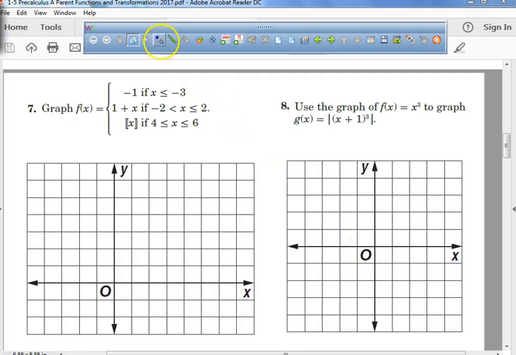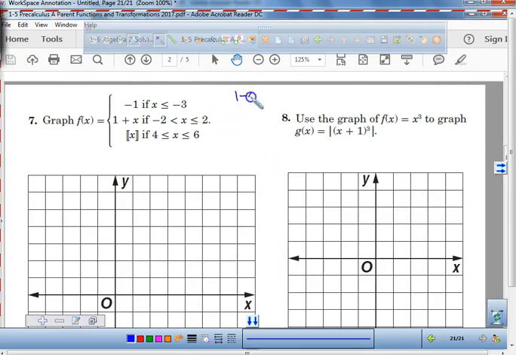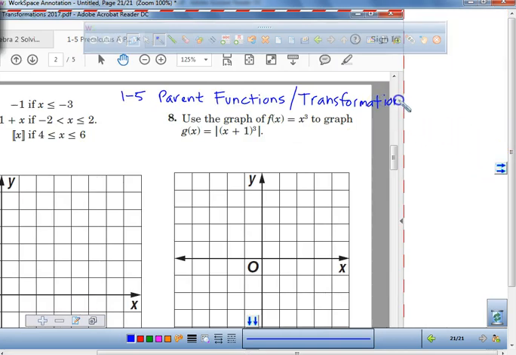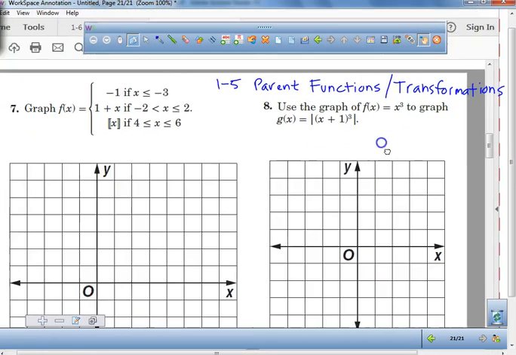Alright, we are continuing, everybody, with 1-5, parent functions and transformations. You guys need to get your graphing calculators ready. We're going to be doing some piecewise functions.